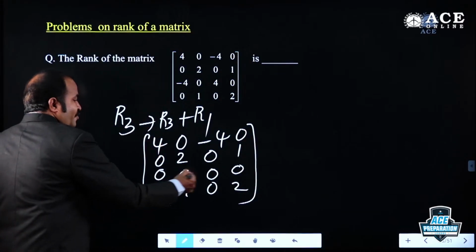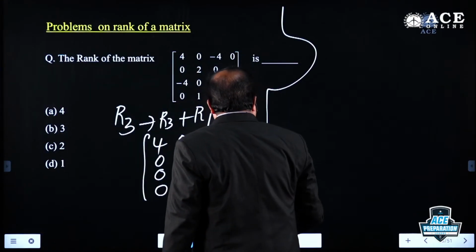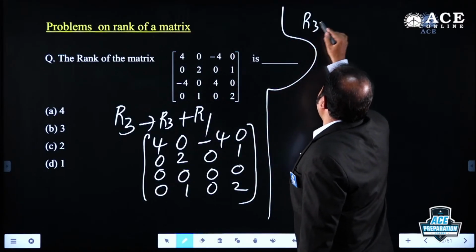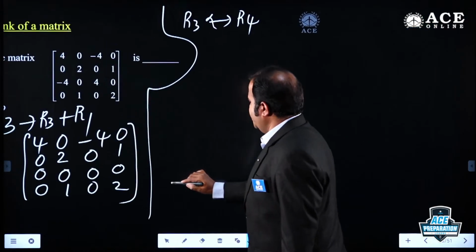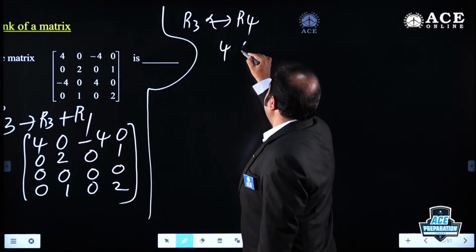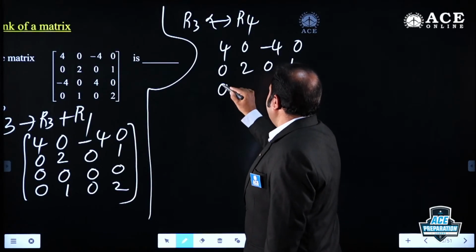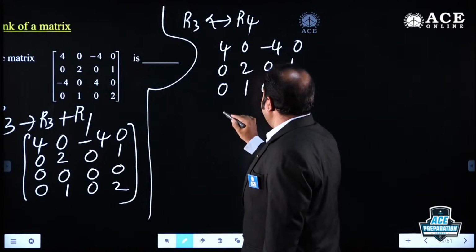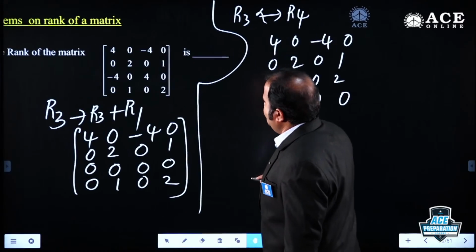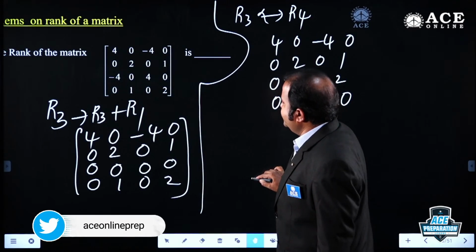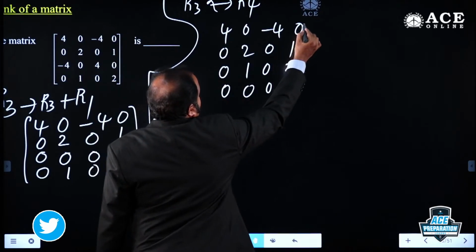Right, look at this. Here we have a completely 0 row. The 0 row should lie below the non-zero rows, so it can be reduced, right? We can apply the operation R3 and R4 interchanged. By interchanging R3 and R4, it is going to be 4 0 minus 4 0 remains the same, 0 2 0 1 remains the same, so 0 1 0 2, and this is going to be 0 0 0 0. Is it correct or not? Look once here, 4 0 minus 4 0, 0 2 0 1, and 0 1 0 2.